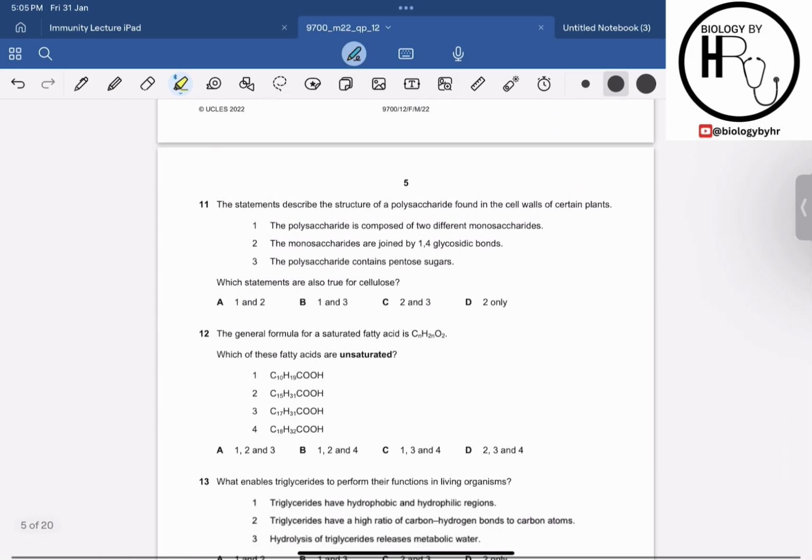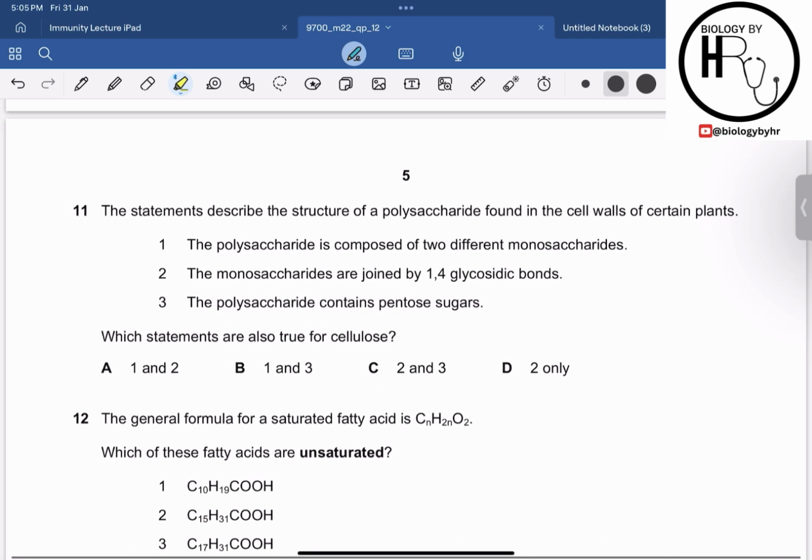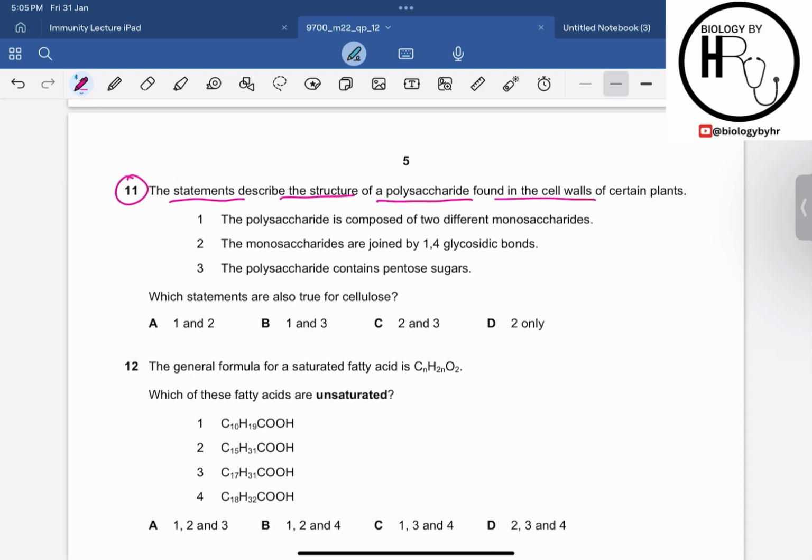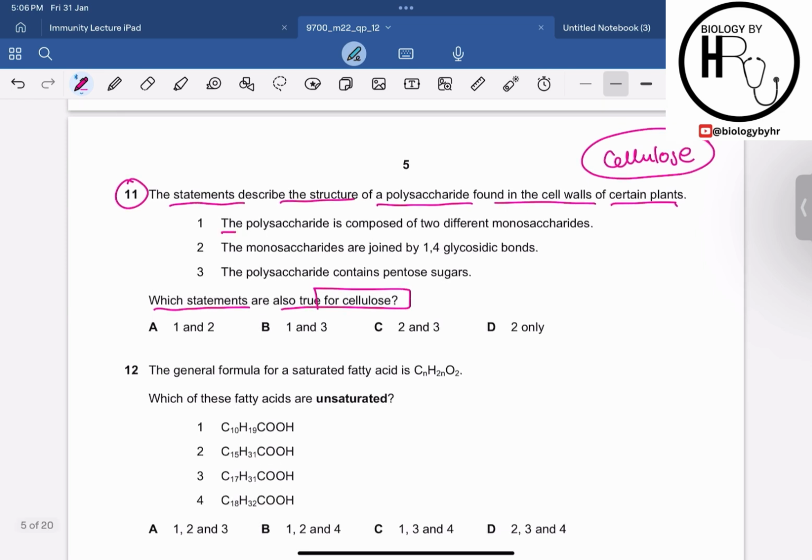Question number 11 is stating that the statements describe the structure of the polysaccharide found in the cell walls of a certain plant. Alright, so it is cellulose. They are talking about cellulose because cellulose is a polysaccharide which is found in the cell walls of certain plants. Now they are asking which statement is true for cellulose, the correct statement. So we have to first of all read the statements and then conclude which statement is correct. Statement 1 says the polysaccharide is composed of two different monosaccharides.